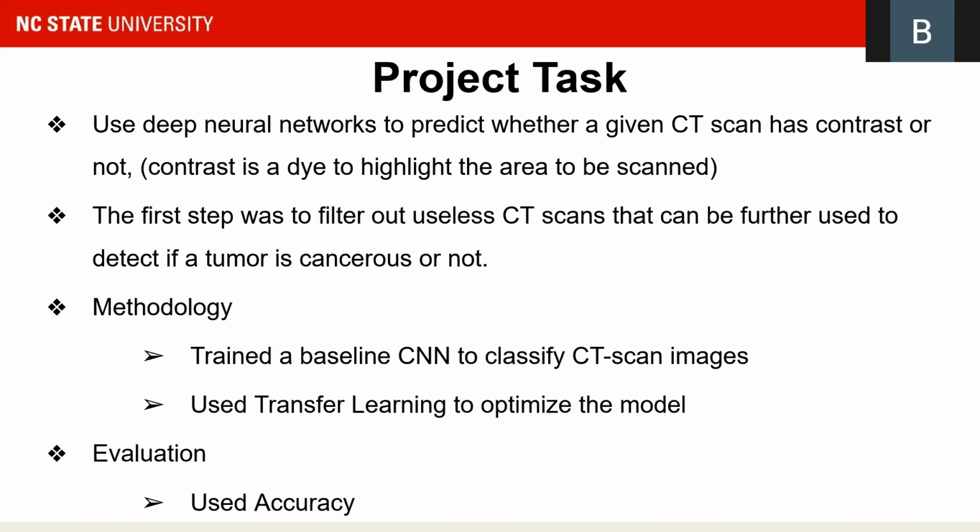Project task is to use deep neural networks to predict whether a given CT scan has contrast or not. Contrast is a dye to highlight the area to be scanned and examined. The first step we did was to filter out useless CT scans that can be further used to detect if a tumor is cancerous or not.